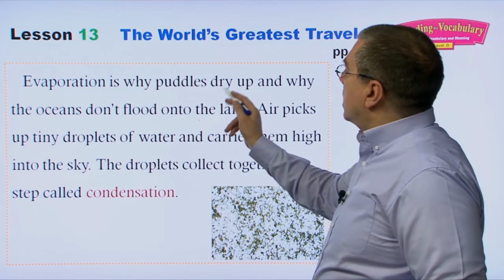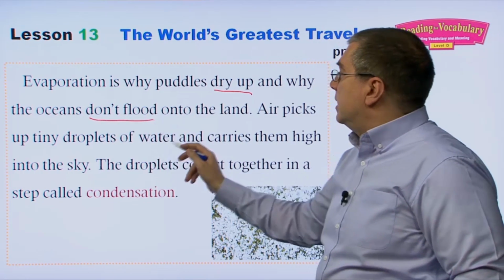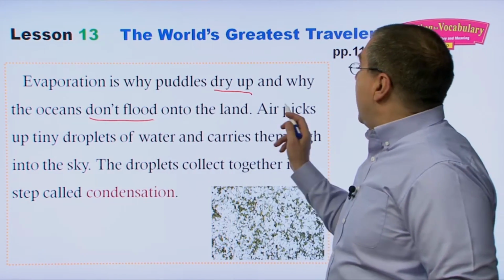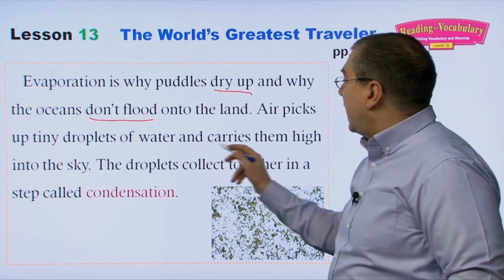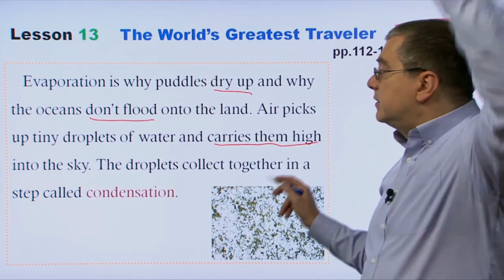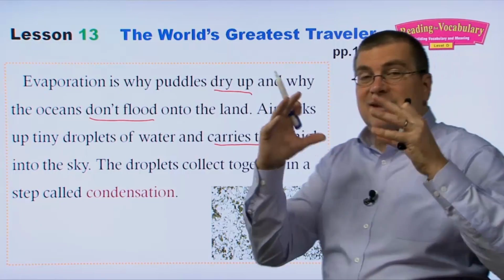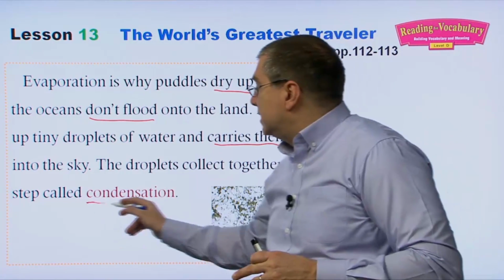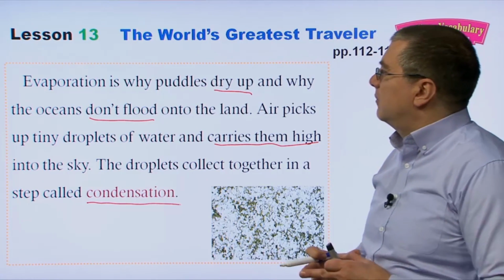Evaporation is why puddles dry up and why the oceans don't flood onto the land. Air picks up tiny droplets of water and carries them high into the sky. The droplets collect together in a step called condensation. Condensation. Okay, we talked about that before.